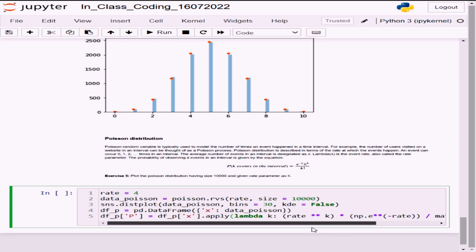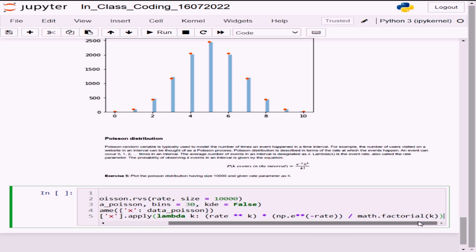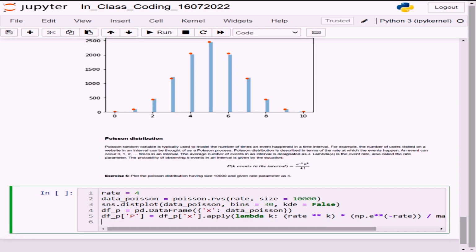That closes the lambda apply function. All right, so that is done. So once that is done, what we can do is we can directly go for the plot. plt.plot. So first I want to plot the df underscore p. In that, get me the x along one axis, and plot p. What do you want to plot? The p itself, right? So p.